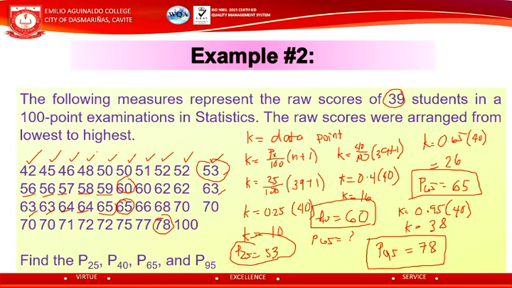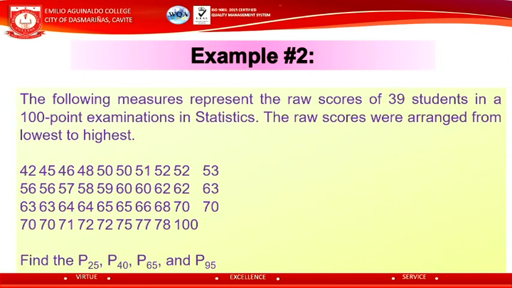So, it is easy when there is no decimal in our given. But what if our data point has a decimal? That is where we will have a problem. But don't worry, it is easy. I'm going to teach you the steps on how to solve that using a particular method.